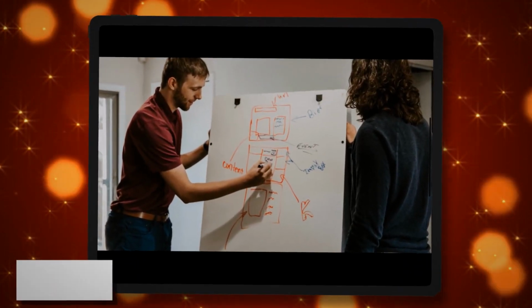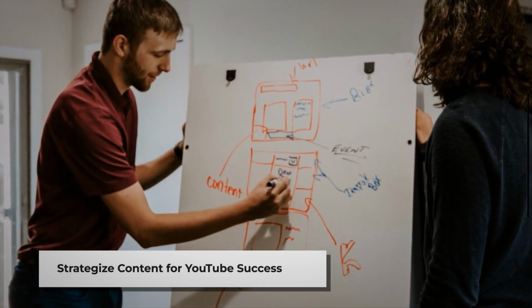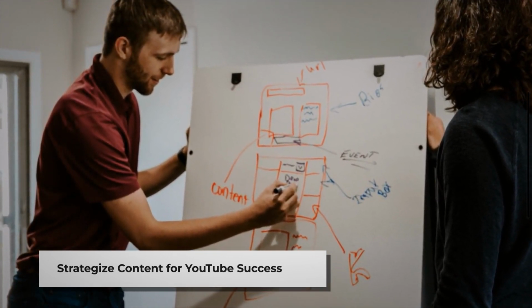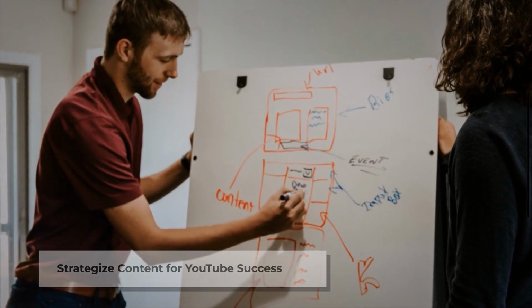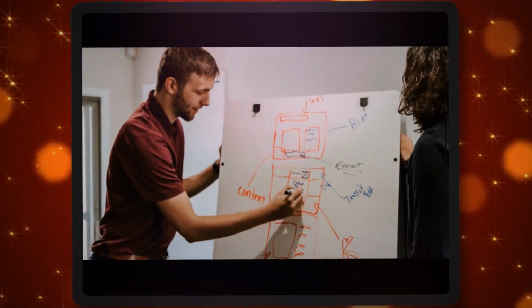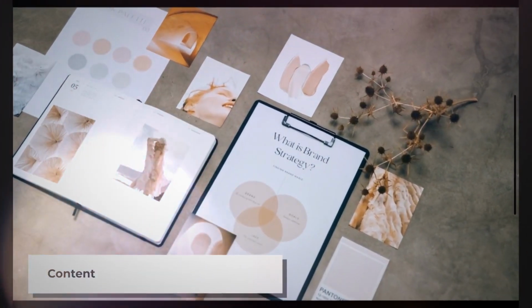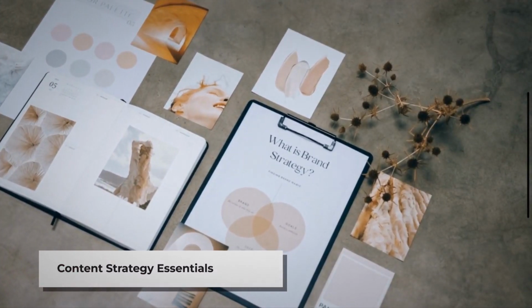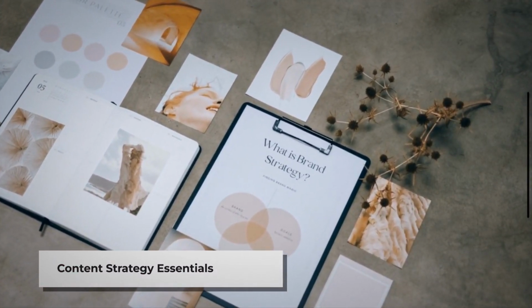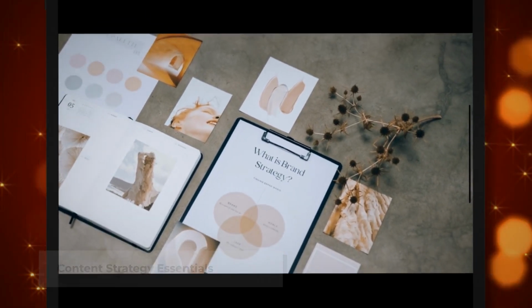3. Content planning for YouTube. 3.1 Developing a content strategy. Help students understand how to plan content that aligns with their marketing goals and resonates with their target audience. Discuss the importance of content themes, frequency, and consistency. Example: create a content strategy template for planning YouTube videos.